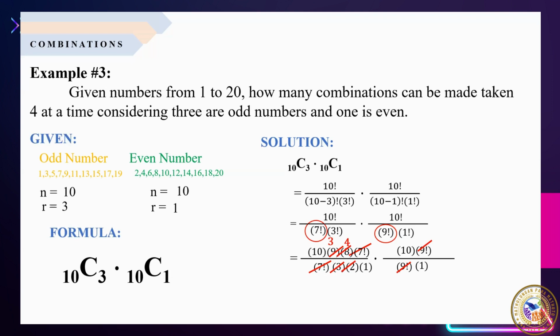Then, isulat na natin lahat ng mga naiwan na given after the cancellation method. Sa ating odd number, na-cancel natin lahat, so ang naiwan na lang ay 10 times 3 times 4. And then, sa ating second given, 10 na lang ang naiwan. So, 10 times 3 times 4 is 120, times 10. Therefore, 120 times 10 is 1,200 ways. So, ibig sabihin, there are 1,200 ways can be made, taken 4 at a time, considering 3 are odd numbers and 1 is even from numbers 1 to 20.